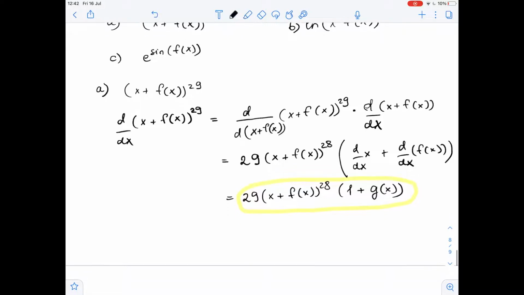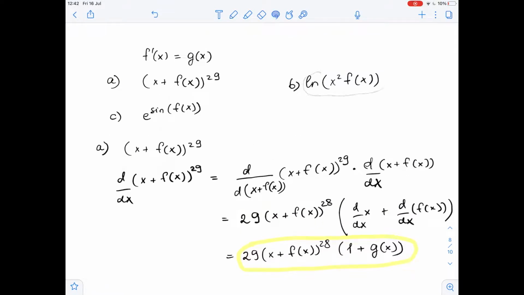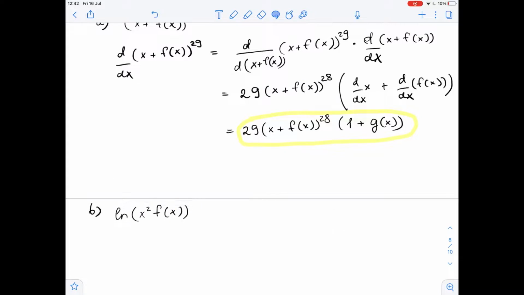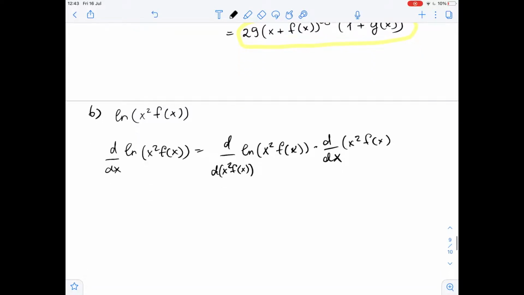Now let's do part B. So part B, let me copy paste function B. So the derivative of ln of (x squared times f of x) with respect to x equals the derivative of ln of (x squared times f of x) with respect to (x squared times f of x), multiplied by the derivative of x squared times f of x with respect to x. So again, we have used the chain rule here.